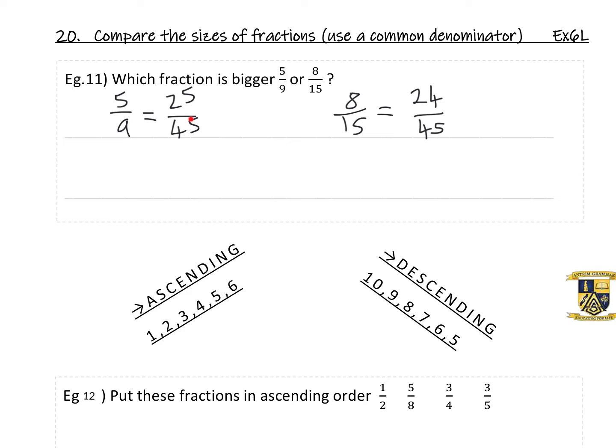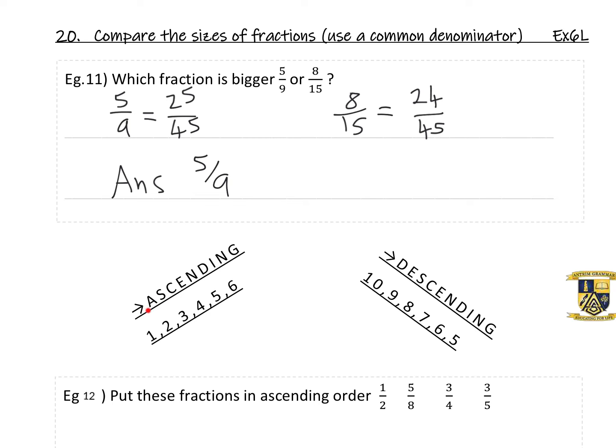Now it's easy to compare because they have the same denominator. They're both 45ths. And you can see 25 45ths is obviously bigger than 24 45ths. So your answer then, which one's bigger, is going to be the 25 45ths, but you write down the original fraction, which will be 5/9.